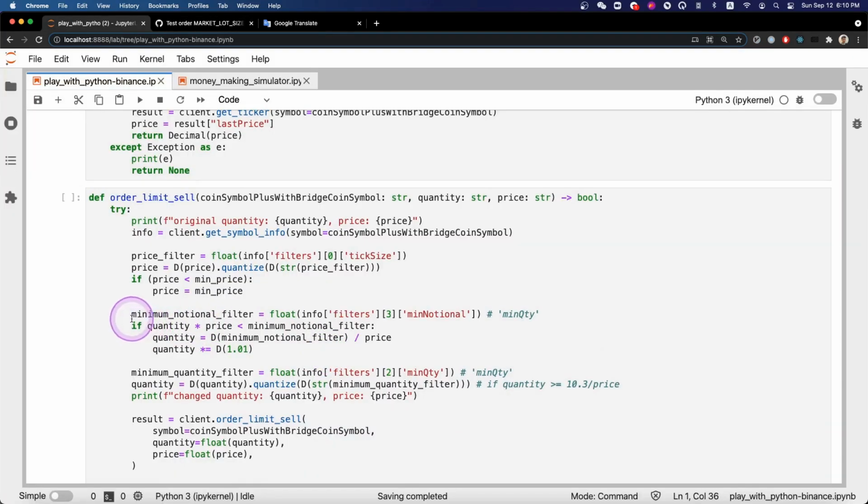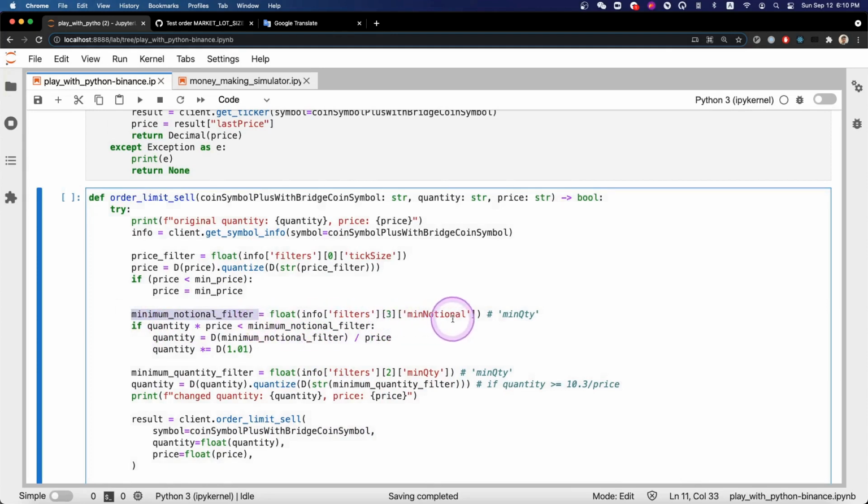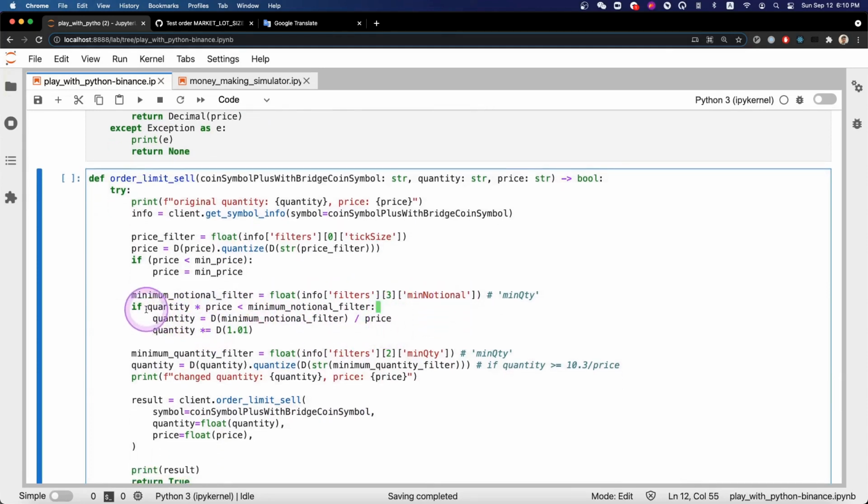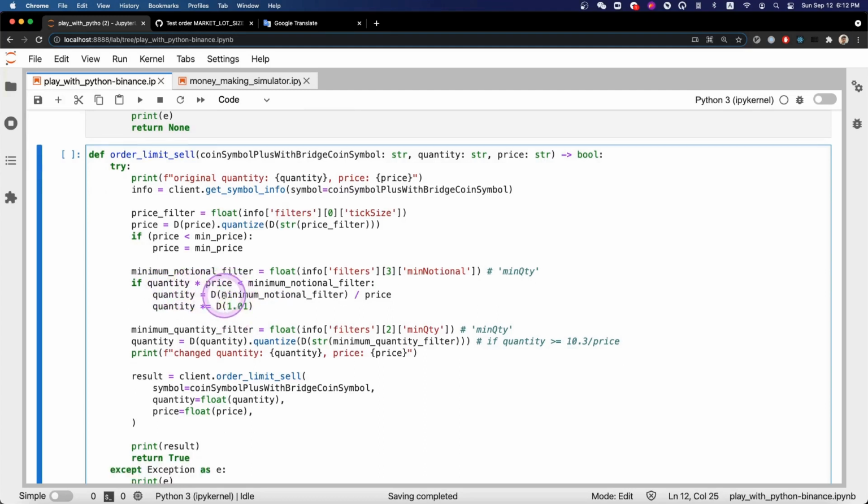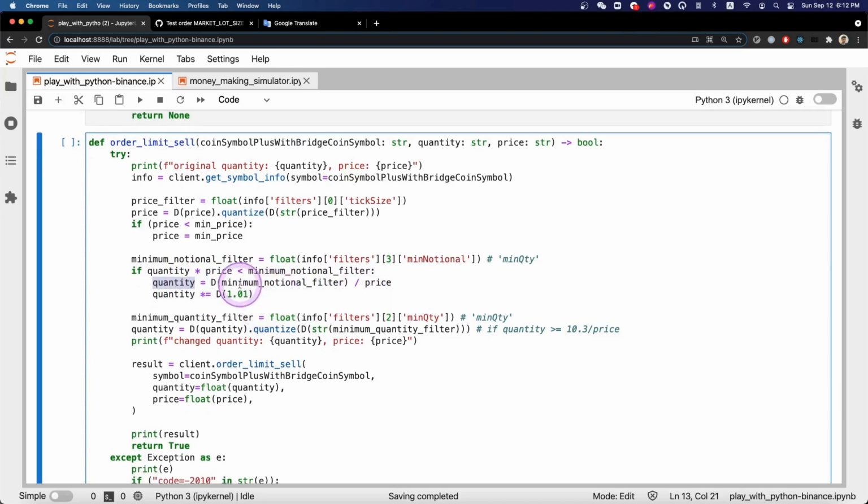So in here, what I did is first I find out the minimal notional value. Then I do a verification. I multiply the quantity and price so that we could get the total USDT that we will pay for the coins that we want to buy. And if it's less than the minimal notional filter, then I calculate the right quantity, the minimal quantity that we should give, which is I divide the minimal notional filter by the coin price, and I multiply that quantity by 1.01, so that we could make sure that it's higher than the minimal notional filter.